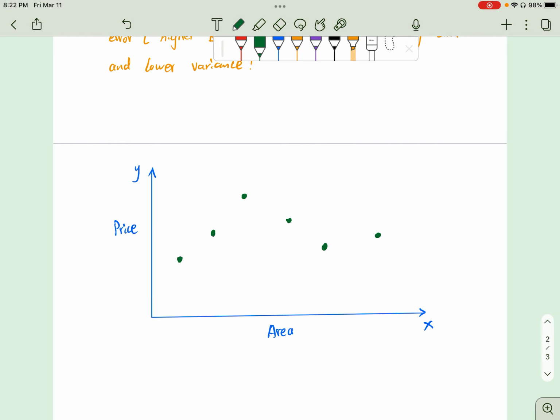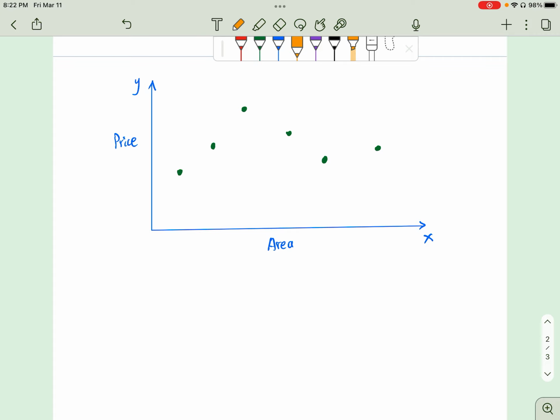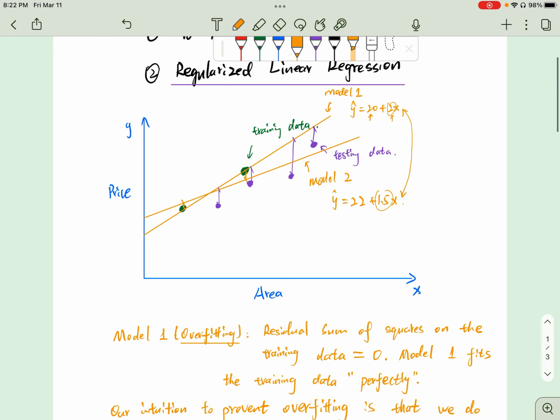And this time, let's also draw our training example, training data. Okay, let's also draw our testing data here. Perhaps our testing data is like this. We have 5 testing data here. Okay, now we will not use this linear model.